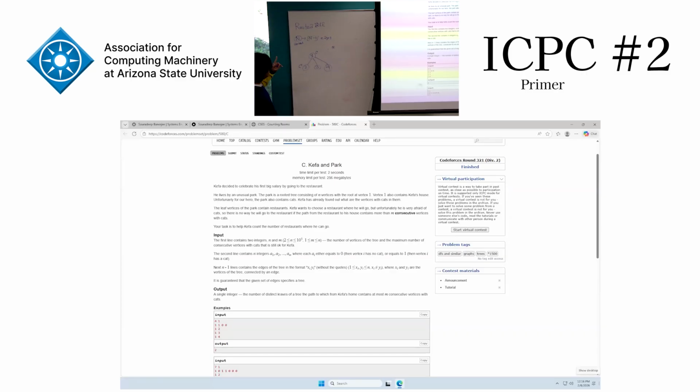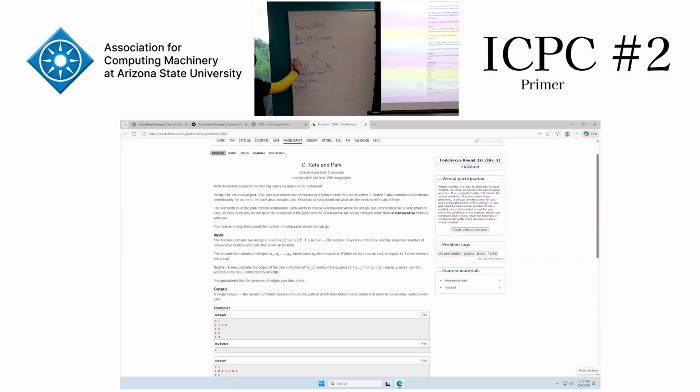So you need to maintain 3 things in this problem. First is to keep track of the total number of consecutive cats. Second would be to early prune from the tree or the path if the total number of consecutive cats exceeds m. So early prune. And the third would be to use DFS in this problem.